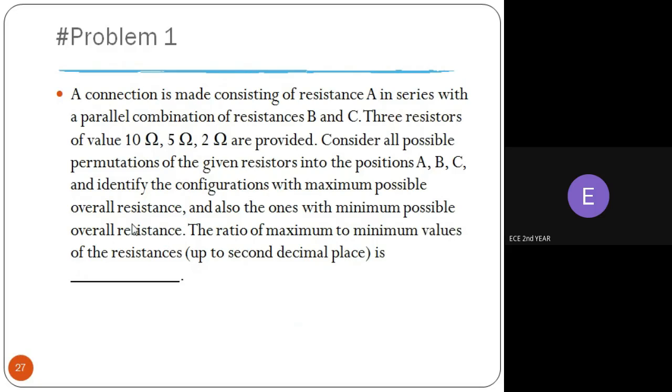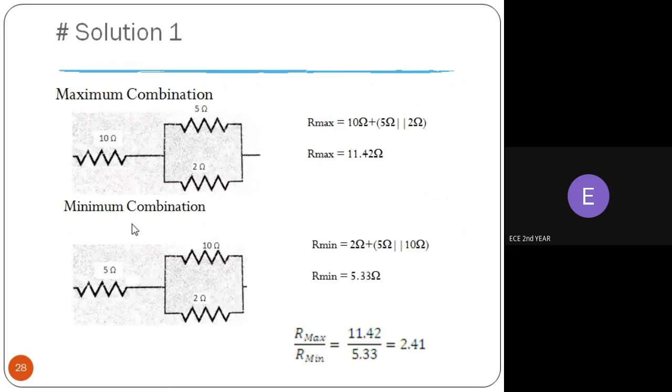So the maximum can be calculated when the 10 ohm is connected in series. So automatically the 5 ohms and the 2 ohms should be connected in parallel like this. So the 10 ohm is connected in series and the 5 and 2 ohms are connected in parallel.